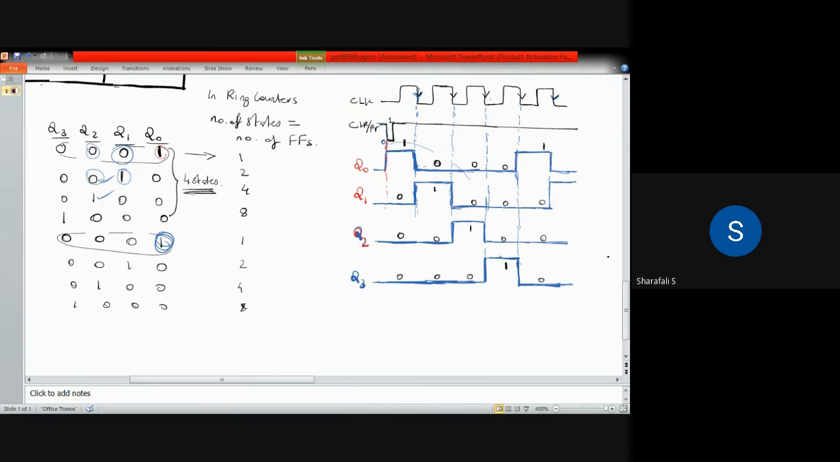So this is the explanation of the ring counter or shift register counter. So far we have discussed the shift register counter, and we observed that the number of states for this ring counter or shift register counter will be equal to the number of flip-flops. We also discussed the truth table corresponding to this ring counter, and the decimal equivalence of these 4 states, and then we plotted this pulse diagram.